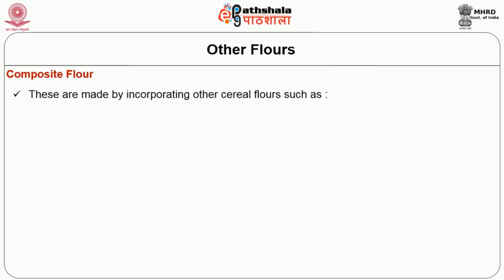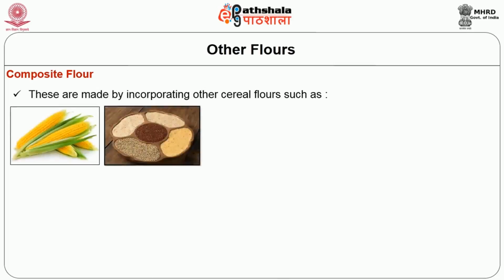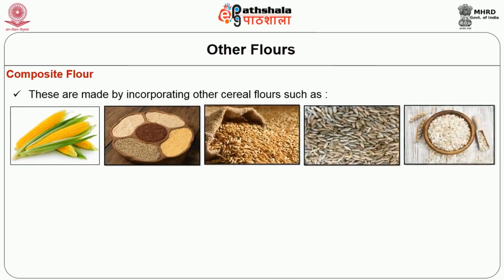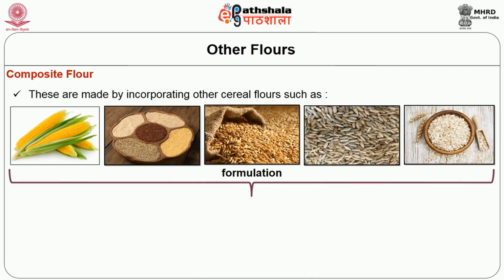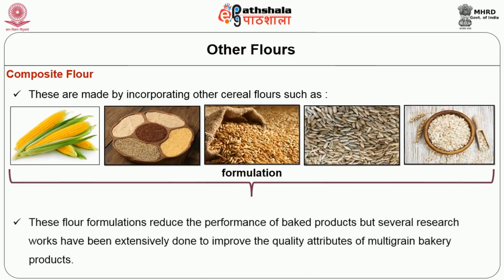These are made by incorporating other cereal flours such as maize, millets, barley, rye, etc. in the formulation in addition to the wheat flour. Although these flour formulations reduce the performance of baked products, several research works have been extensively done to improve the quality attributes of multigrain bakery products.